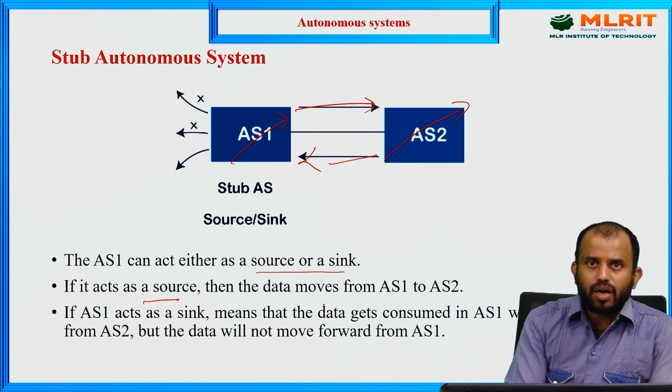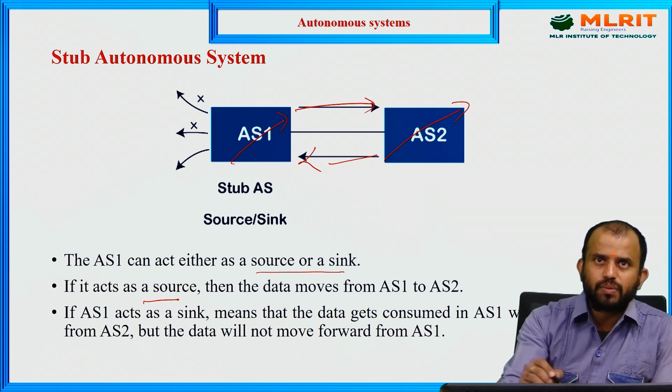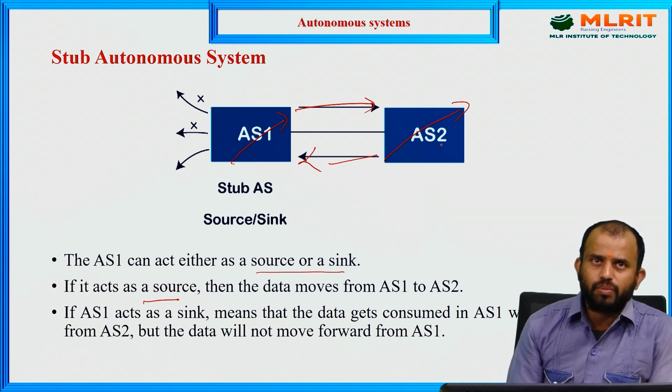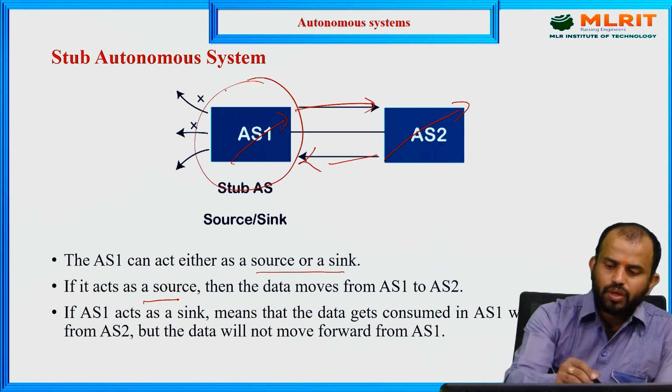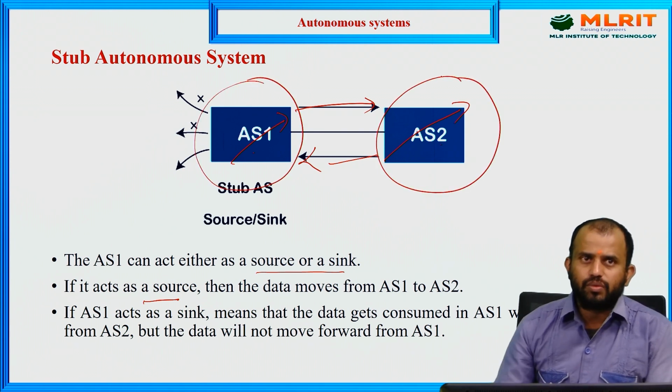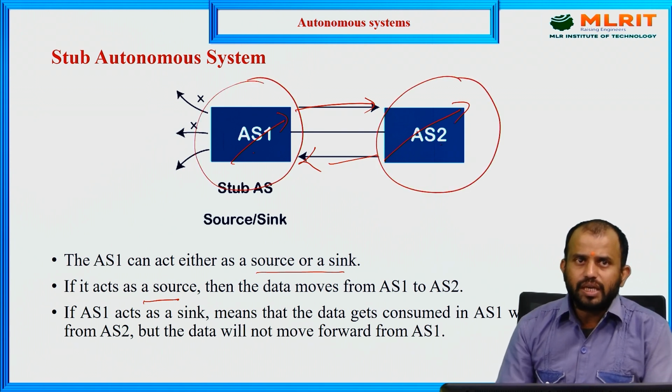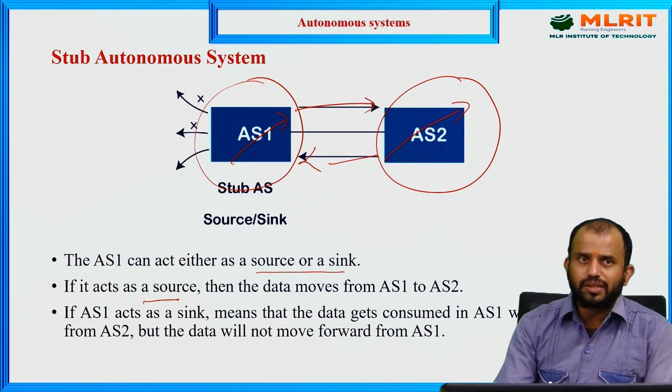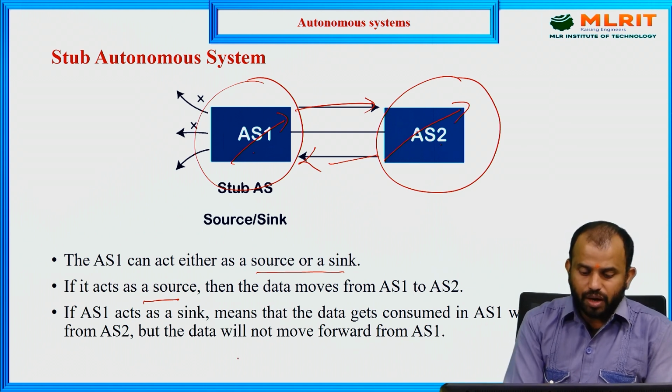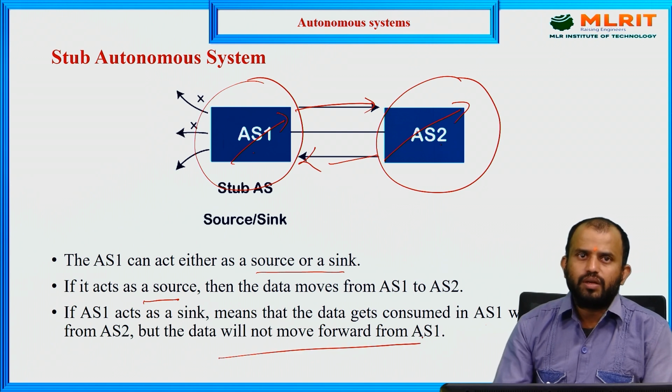But if this system, AS1, is acting as a source, here the data moves from one autonomous system to another, from one network path to another network path only. So here AS1 acts as the source system, so data gets consumed in AS1, which is coming from AS2, but data will not move forward from AS1.